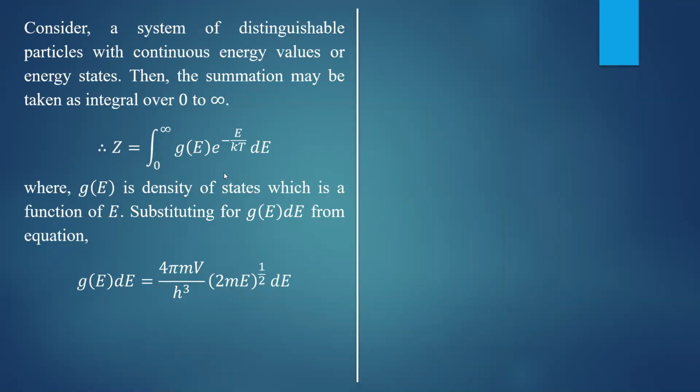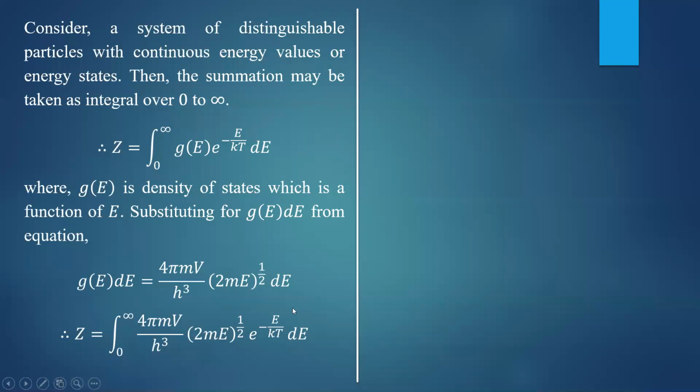Substitute for this g of e in this integration. You will get, therefore, z will be equal to integration of 4 pi mv divided by h cube into 2me to the power half into e to the power minus e by kt of de. Okay, we have substituted for density of state g of e. Next, what are the constants here? 4 pi mv is constant, h is Planck's constant, which is constant. Mass of the electron m is constant. Energy is the variable. We have to integrate this particular integrand with respect to energy E.